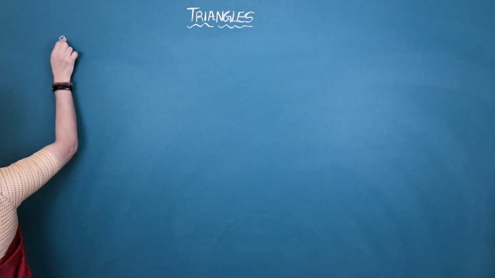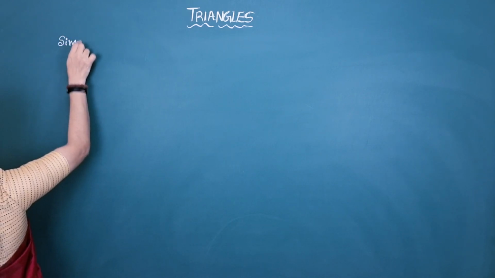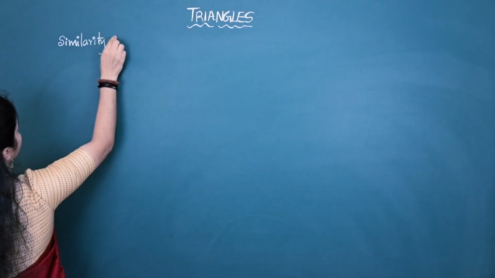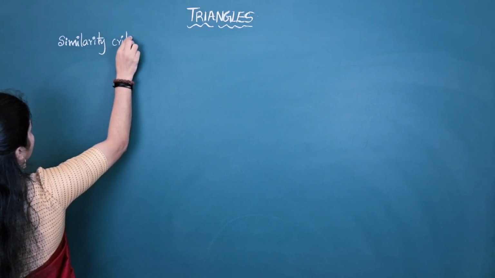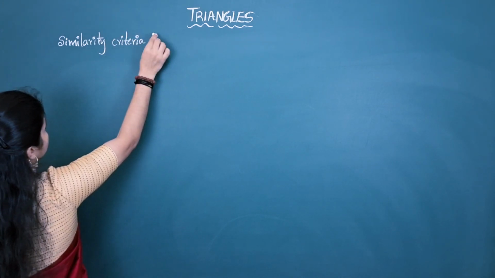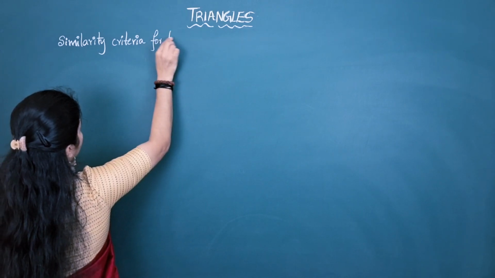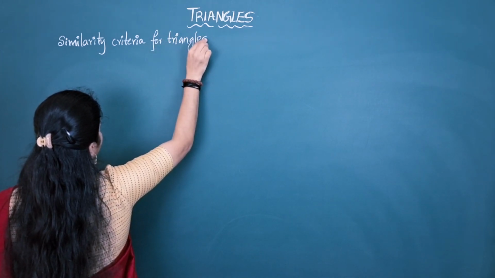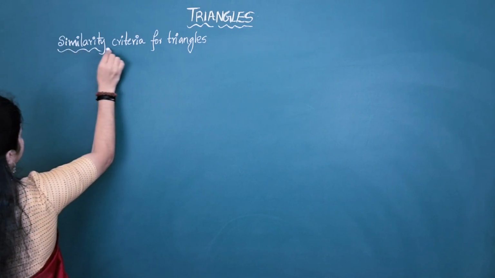Now let us consider the concept of similarity in triangles. So we are going to discuss similarity criteria for the triangles.